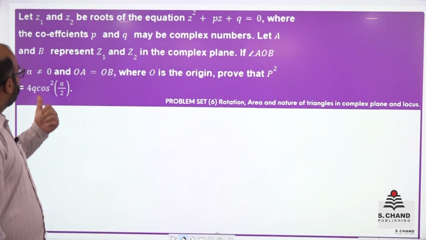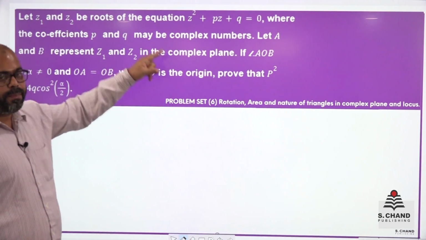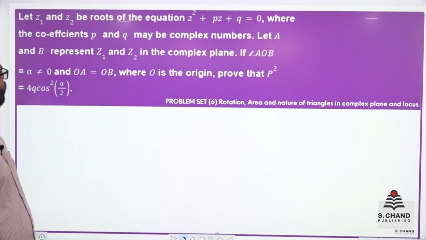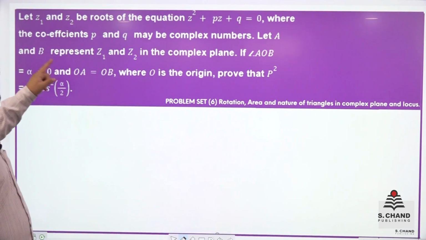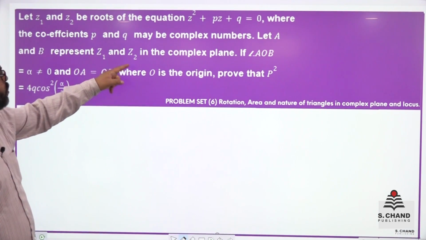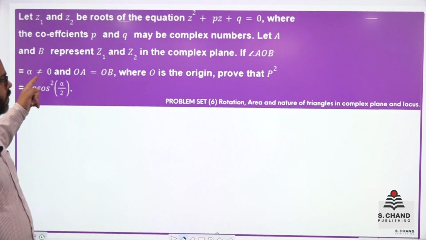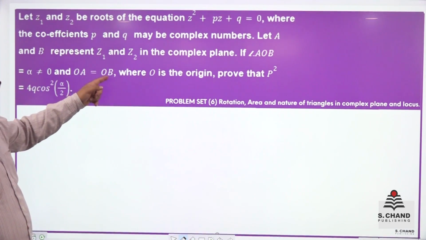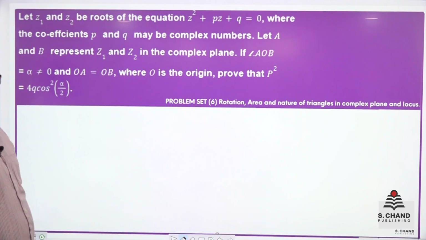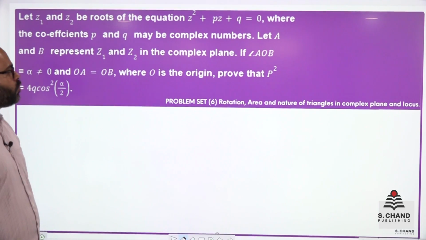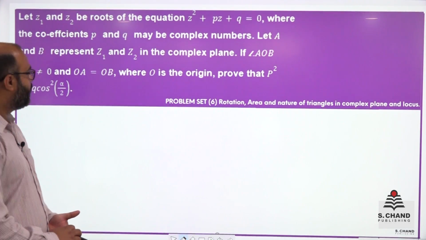Now let us come to this question. Let z1 and z2 be roots of the equation z square plus pz plus q equal to 0, where the coefficients p and q may be complex numbers. Let a and b represent z1 and z2 in the complex plane. If angle AOB is equal to alpha not equal to 0 and OA is equal to OB, where O is the origin, prove that p square is equal to 4q cos square alpha by 2. So this is again of Coni's rule, which was the last topic which we have studied.